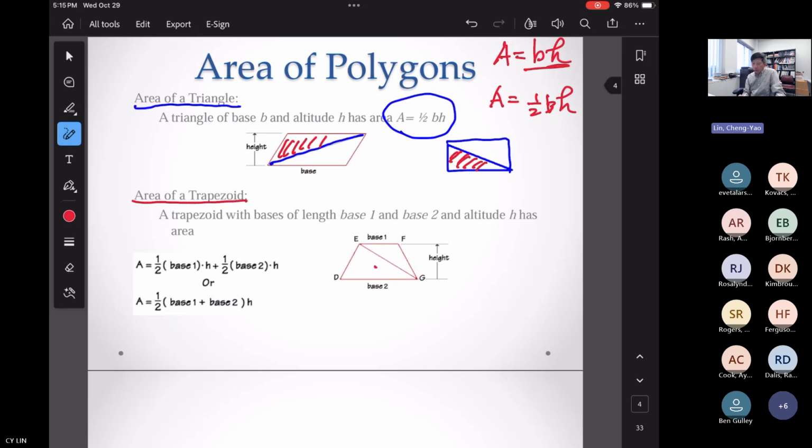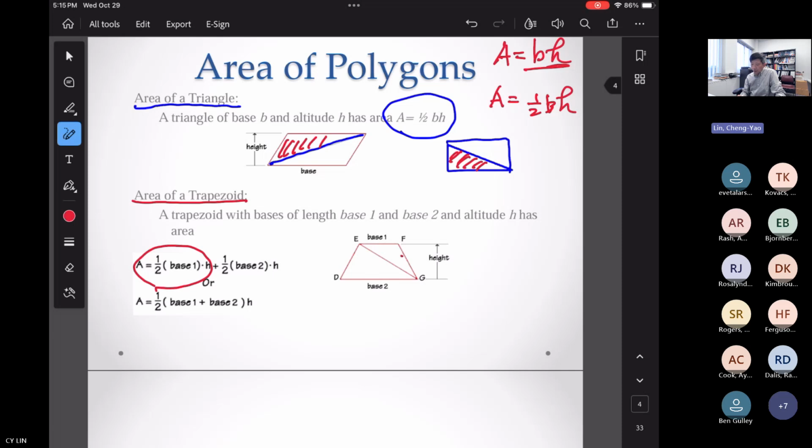Area of a trapezoid. How many triangles do you see? Two. Two triangles you can find right here, is that right? From one trapezoid. So you find two, right? Two triangles in this trapezoid.